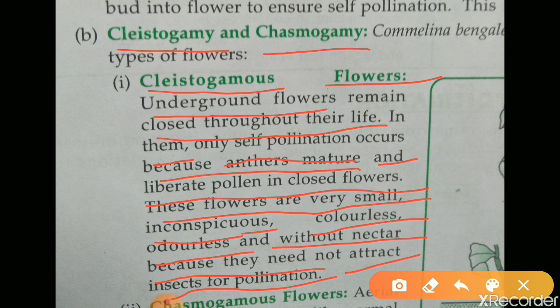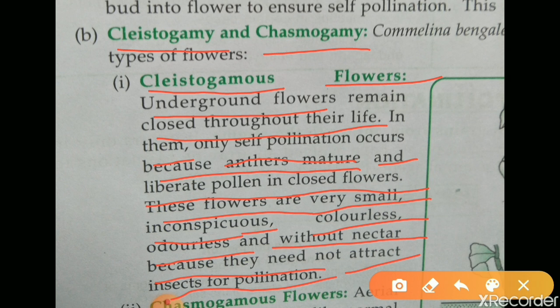And also, anthers mature and liberate pollen in closed flowers. Okay, during the growth period what will mature? Anther will mature and liberate pollen grains into those closed flowers. In this way what will take place? Pollination will take place.